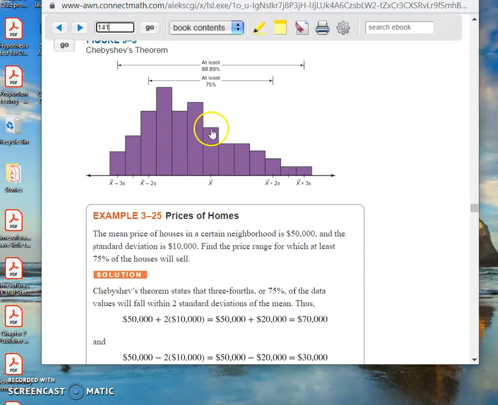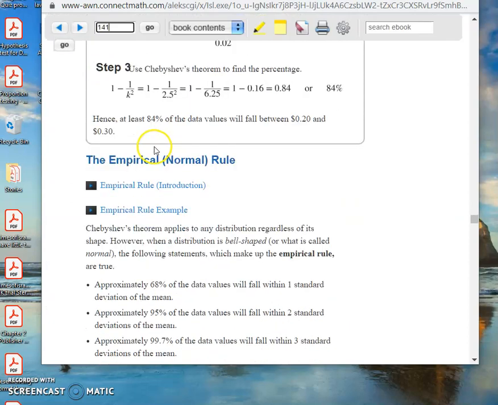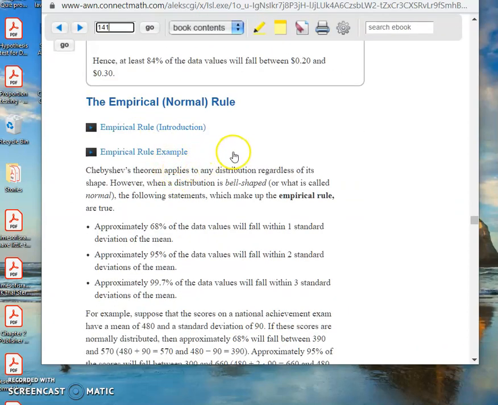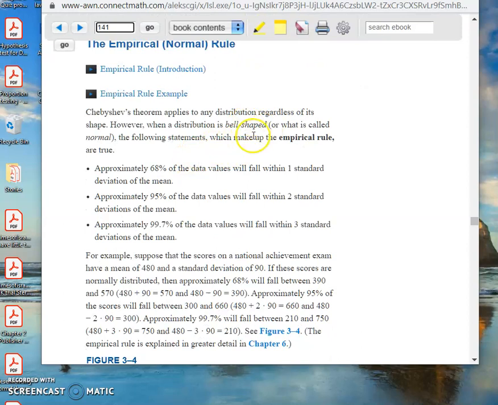You see, with Chebyshev's theorem, the shape of the distribution can be anything. However, if we can say that the shape of the distribution is bell-shaped, then we have better information. Chebyshev's theorem applies to any distribution. However, if a distribution is bell-shaped, it's often called normal. It's a terrible name, but that's what they call it. The following statements, which is the empirical rule, are true. That's on page 141 approximately of your textbook.